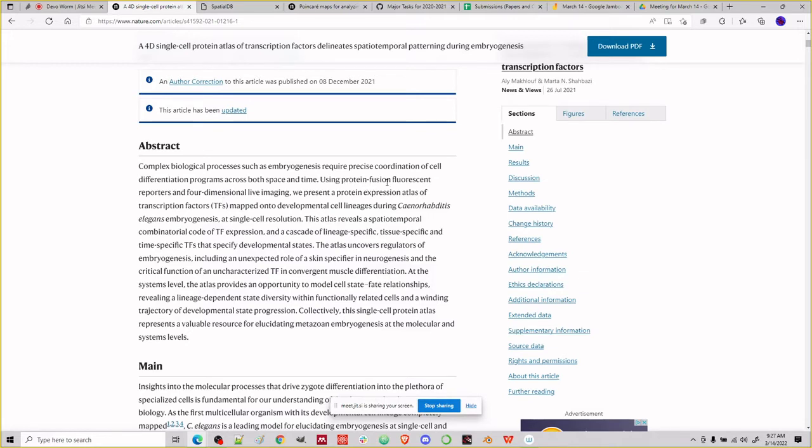They use protein fusion fluorescent reporters and four-dimensional live imaging. So what I explained to you before is one way to do this. Another way is to take a microscope and use fluorescent proteins, usually from a marine invertebrate, which fluoresce at different frequencies of light. GFP is green fluorescent protein. It fluoresces green when it's hit by ultraviolet light. There's also red fluorescent protein, and other smaller variants of it.